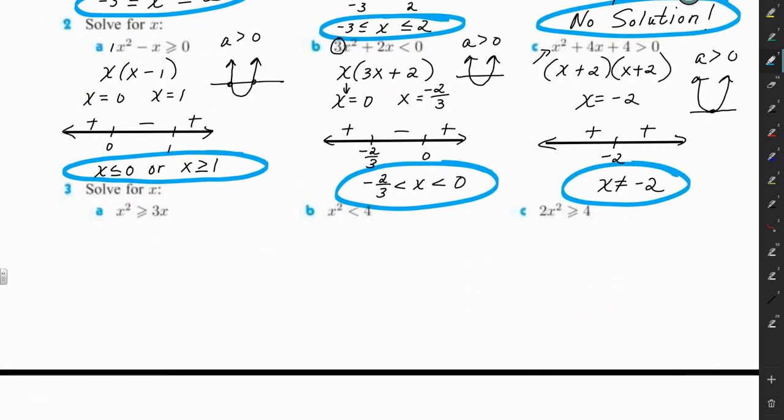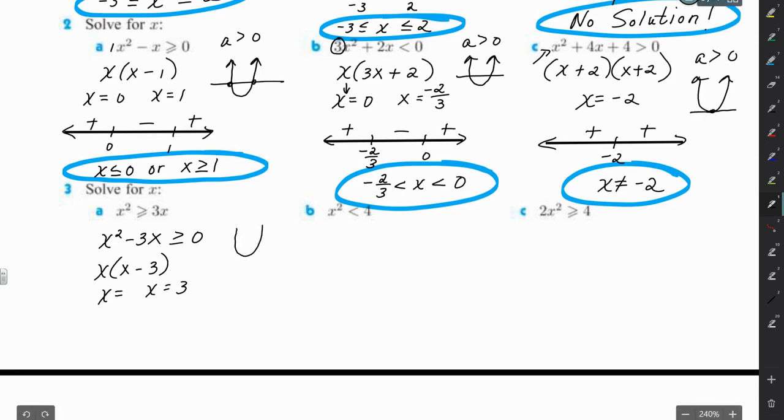For number 3, we want to make sure that we move everything to the left side first before we try to factor. It's a binomial. We're going to pull out the GCF. The intercepts are at x equals 0 and x equals 3. The value of a is greater than 0, so we know we're going up, and we have 2 intercepts. Let's draw the sign diagram. Zero and 3. We're positive, negative, positive.